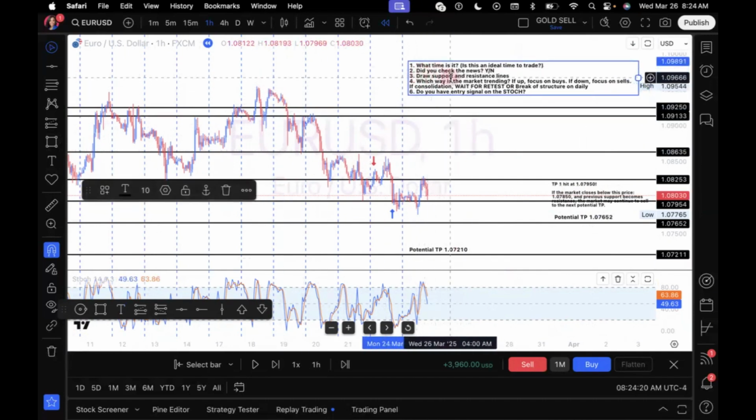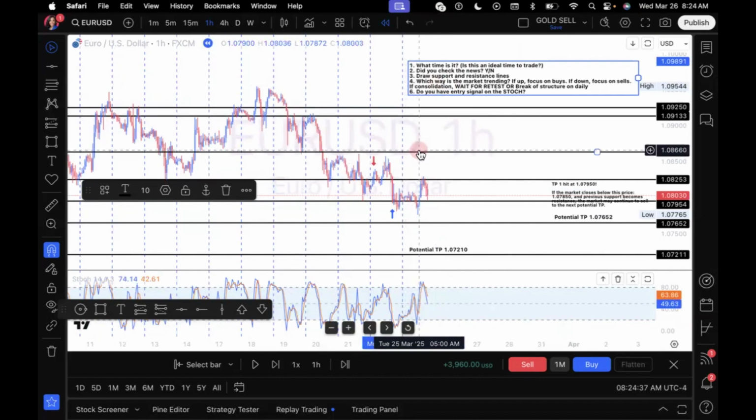So what time is it? We said that it was Sunday night. Did you check the news? I did check the news. There was nothing too crazy coming out on Euro USD. Did I draw support and resistance lines? Yes, I did. Those helped me identify key levels for my entry and exit points.